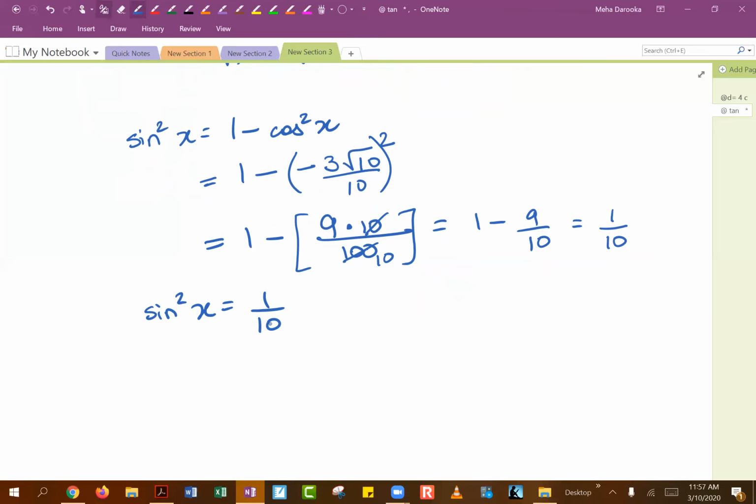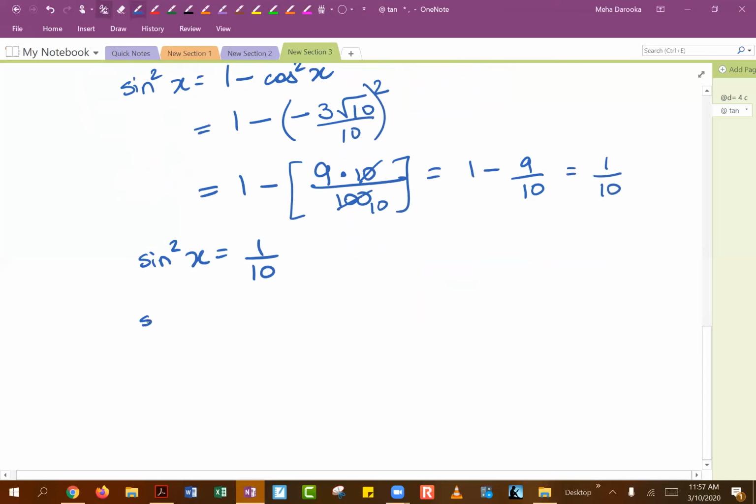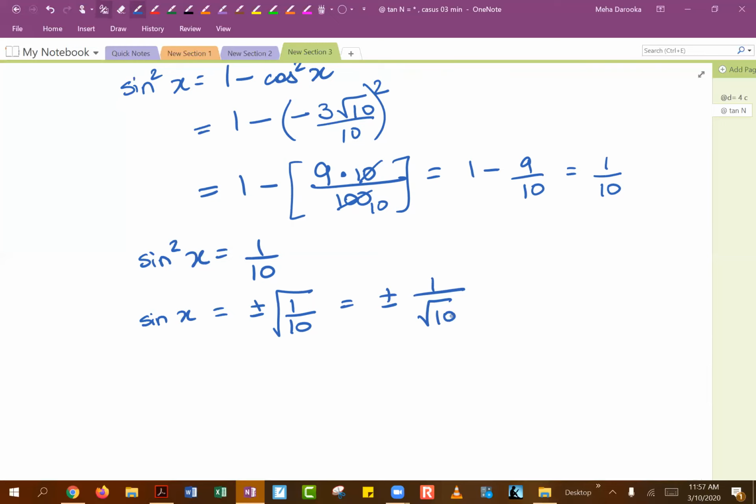Okay, now what do we do? Yeah, we still have to get sine by itself, so take a square root on both sides. So you will get sine of x equals positive or negative square root of 1/10, which will come out to be positive or negative 1 over square root of 10. And then to clean that up, very good.